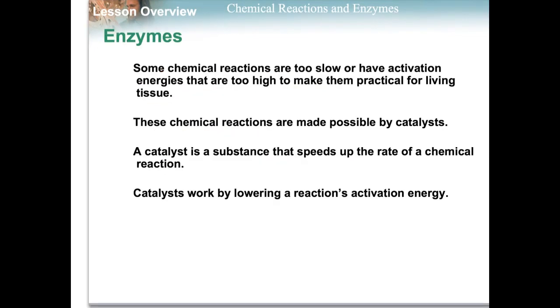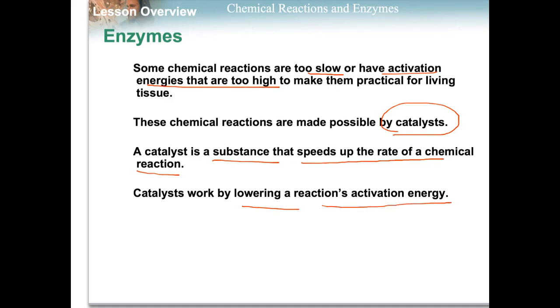What exactly are these protein molecules called enzymes going to do to help keep us alive? Let's see if we can figure it out. Now, to begin with, we know that some chemical reactions are too slow, or else they have an activation energy that is too high in order to sustain life for us. So chemical reactions that are too slow are aided by the effect of molecules called catalysts. A catalyst is a substance that speeds up the rate of a chemical reaction, and what it does is lower the reaction's activation energy.